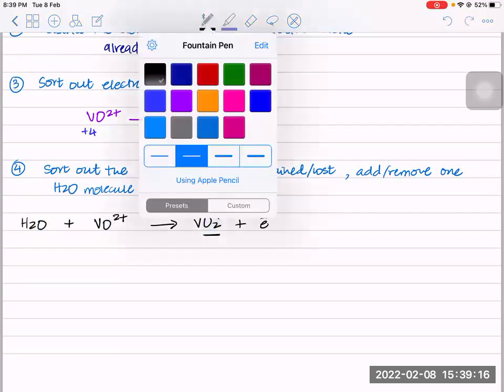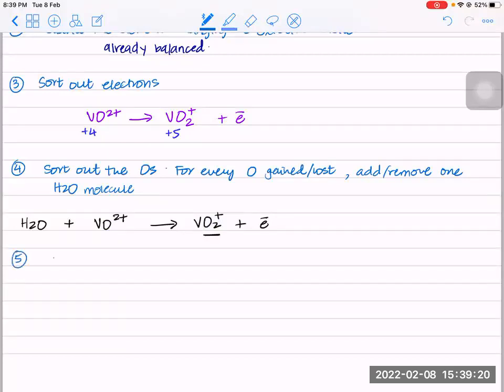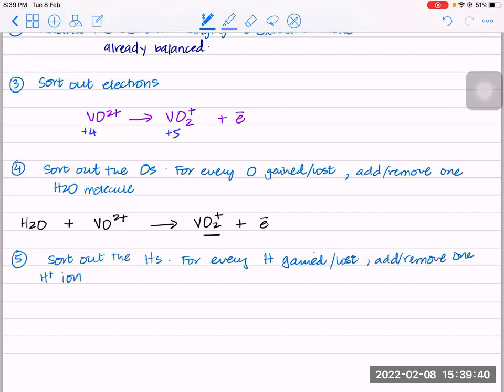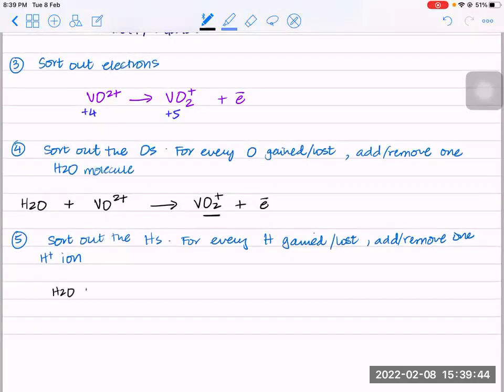Once this is done, in your next step, you will sort out the hydrogens. So in step number 5, you sort out the hydrogens. For every H gained or lost, you add or remove one H+ ion. Let's see using the same example. So you have H2O plus VO2+ becoming VO2+ plus an electron. Now, if you see, oxygens are balanced, our charges were balanced, but you have two hydrogens here and none on this side. So what will we do? We will add two H+ over here, because to sort out hydrogens, you have to add or remove H+. This has two hydrogens, so to make it two on this side, we will add two H+.